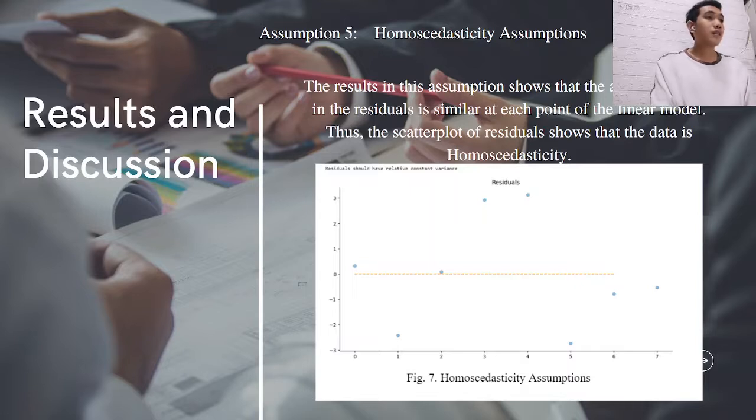And the last, assumption number five, the homoscedasticity assumption. The result shows that the amount of error in the residuals is similar at each point of the linear model. Thus, the scatter plot of residuals shows that the data is homoscedastic.